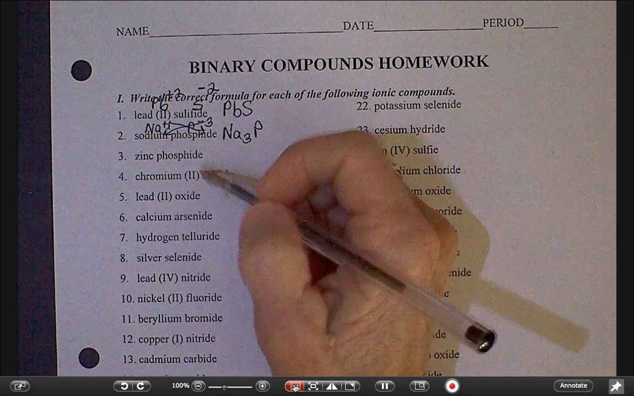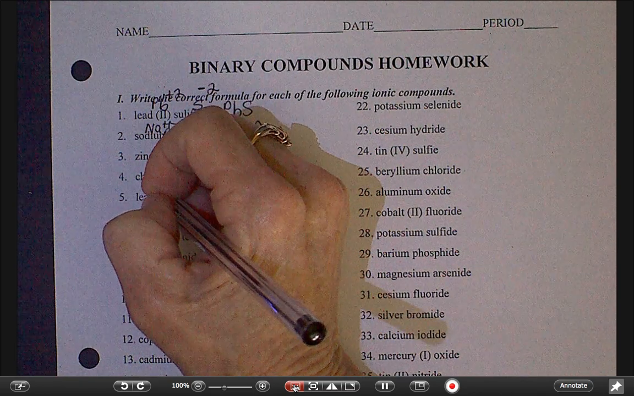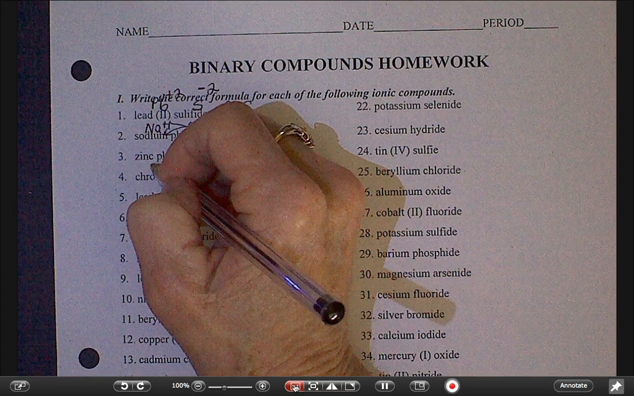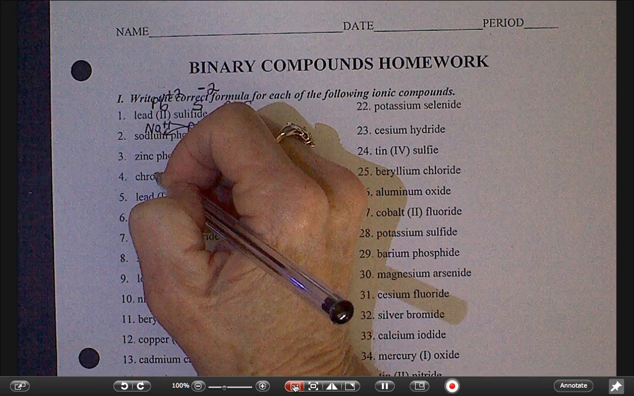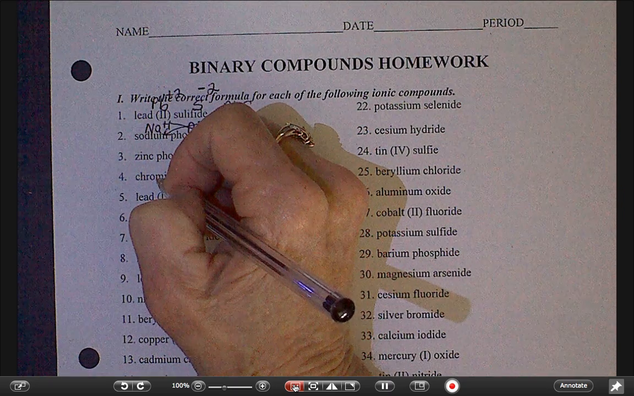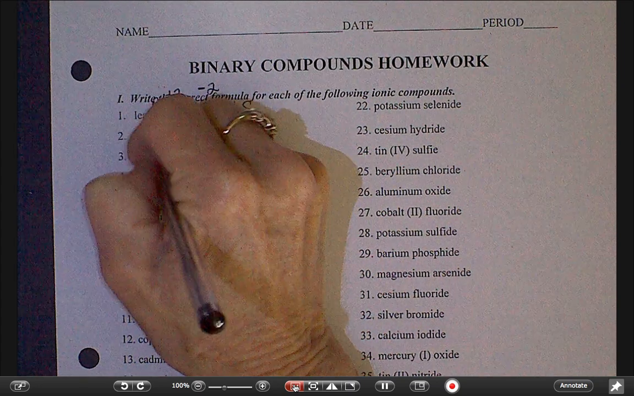Okay? Zinc. Now, zinc is a transition metal, but if you look, it doesn't have a Roman numeral. Go to number 30. Do you see zinc on my periodic table? What do I have written in black above zinc? +2, because it doesn't change. Zn +2.